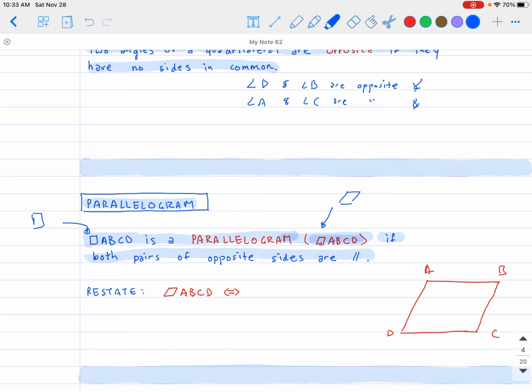And the conclusion is that by definition, ABCD is a parallelogram, which implies that AB, the side right there, would then be parallel to DC, the side over there. And in addition, we can also say that AD, the side right there, is going to be parallel to BC, the side there. So that's what we have to work with.